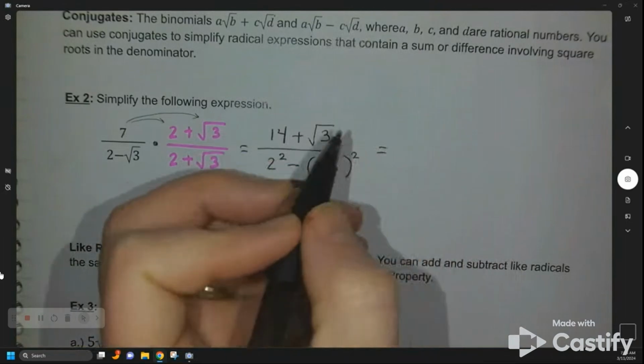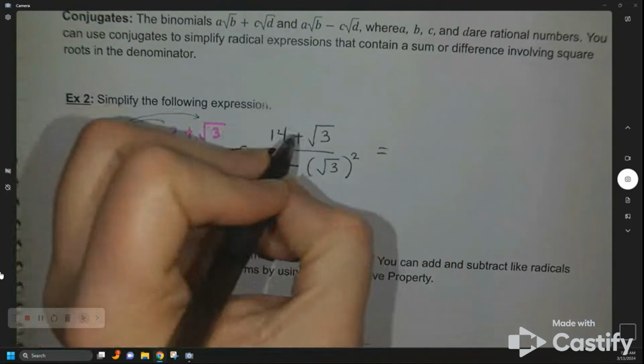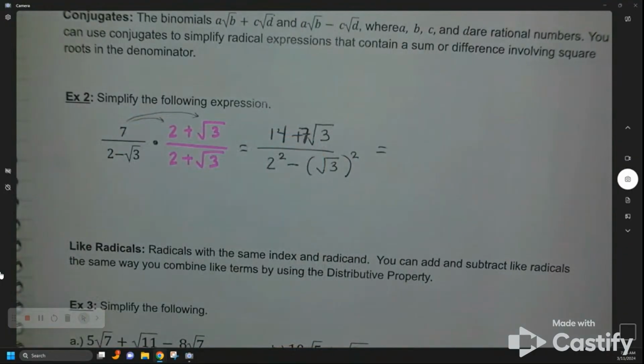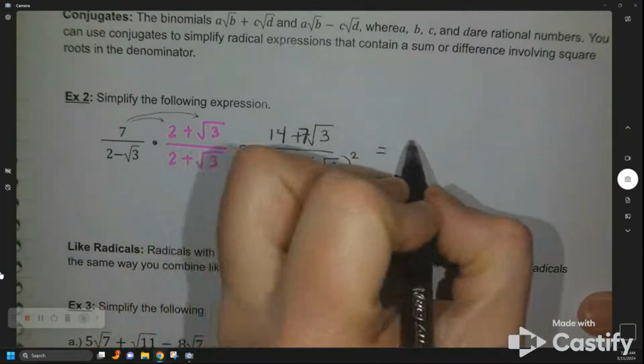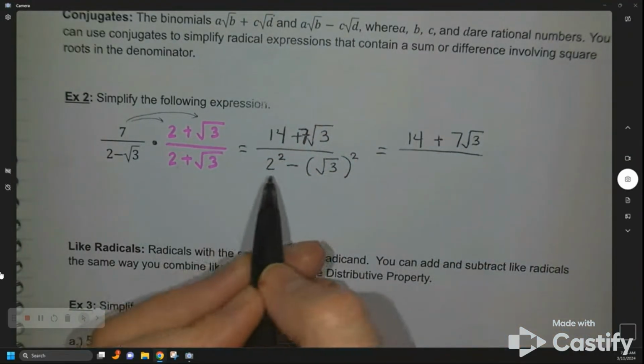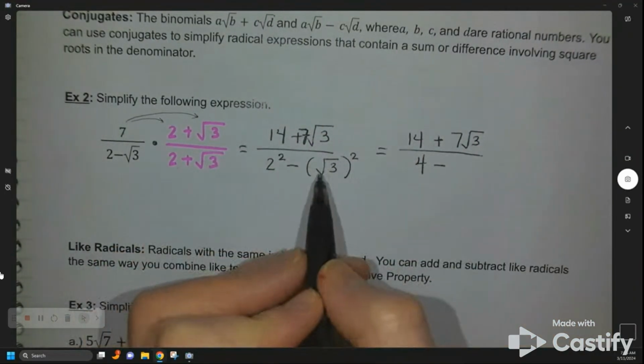So then we're going to simplify this a little bit more. Nothing on the top. Oops, I forgot my 7 in here. 7 times the square root of 3. I wrote the arrow and never put the 7 in there. There we go. 7 times the square root of 3. So nothing on the top here can be simplified. So we've got 14 plus 7 times the square root of 3 over 2 squared, which is going to give us 4 minus the square root of 3 squared.